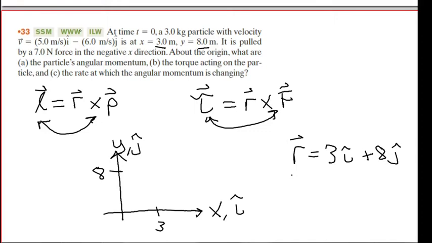And they give us our velocity vector, and to calculate the momentum from linear momentum, we just multiply these components by the mass. So our p is going to be 15 i hat minus 18 j hat. And this will be in newton seconds, and position will just be in meters.